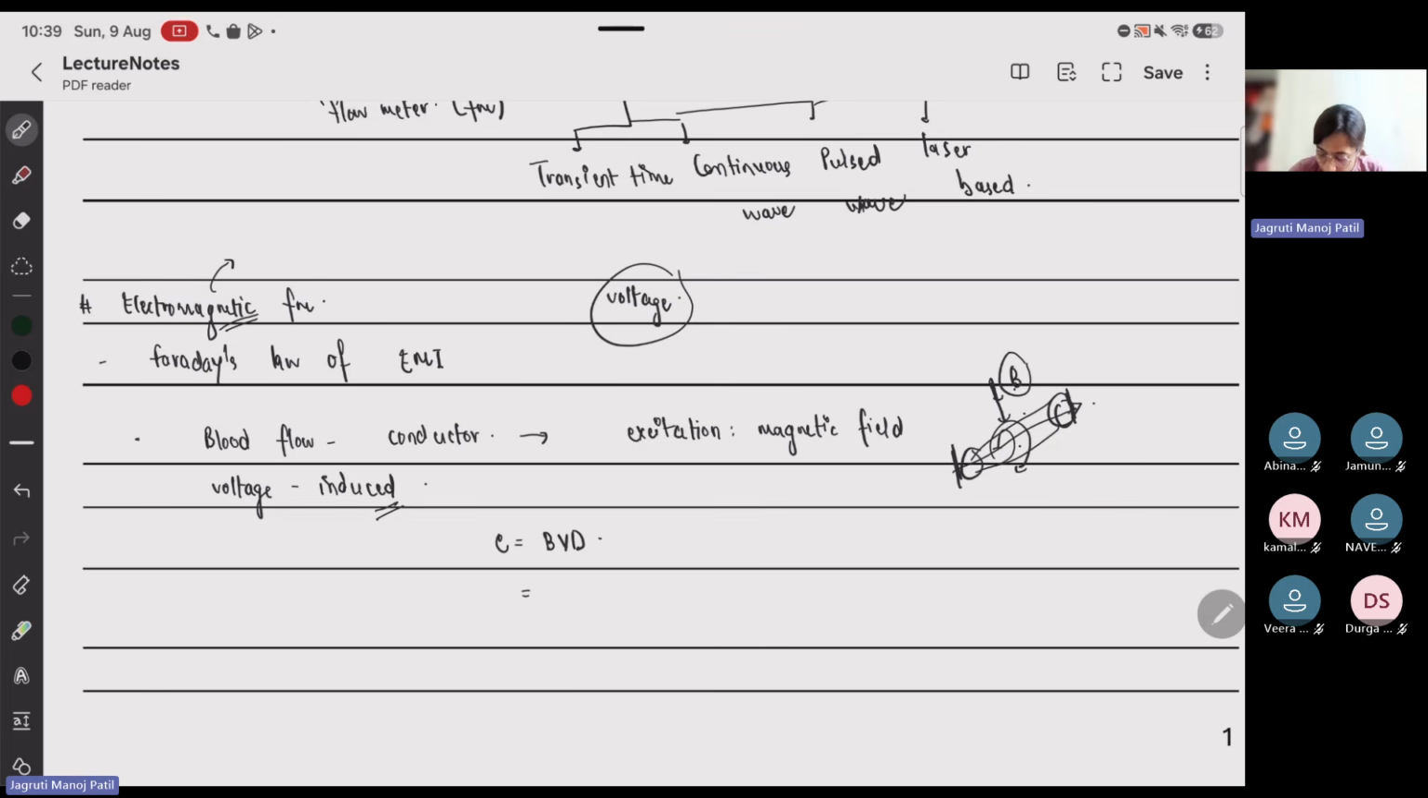Okay, and in your 11th grade textbooks, you might have also seen it as BLV. That's something I learned when I was doing my 11th grade physics. So this is your voltage, this is your magnetic field, this is your velocity, and this is your diameter of the artery, or wherever you're trying to look.